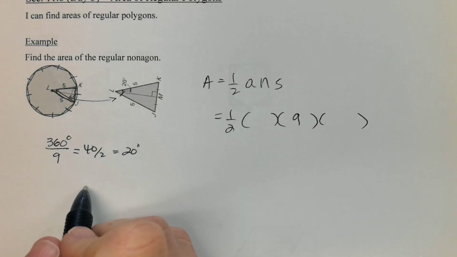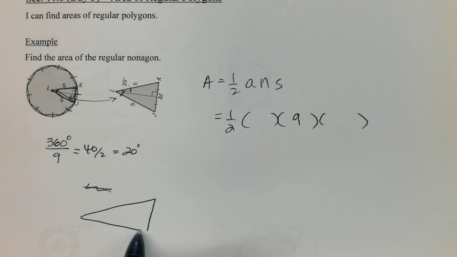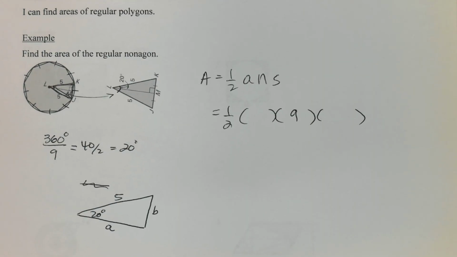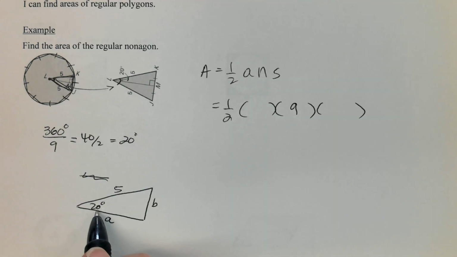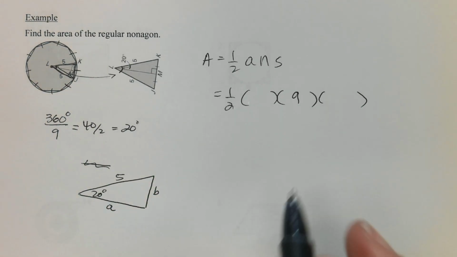I'm going to go one step further. I'm going to draw just the top triangle. So that's a 20. That's a 5. And we're going to need to figure out this, which is the apothem. And we're going to need this side as well, which I'll just put a B, which is going to be part of our side length, which we've talked about. So I know that's 20. I'm going to cover up the B. We're going to find what apothem is first.